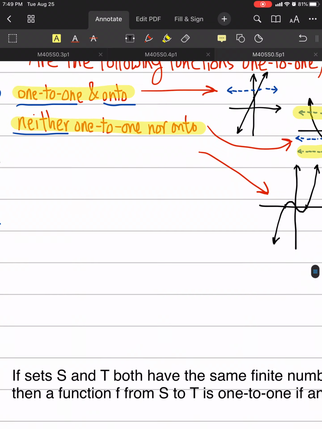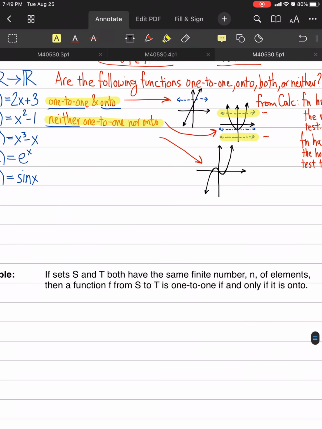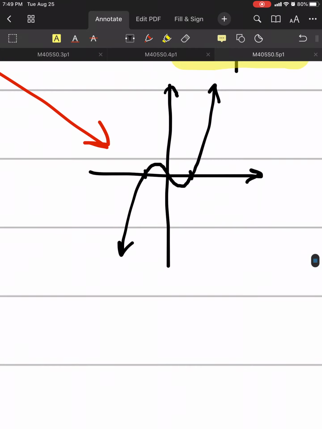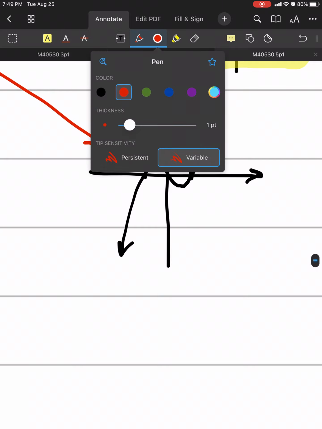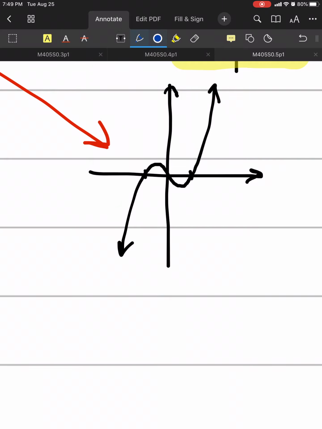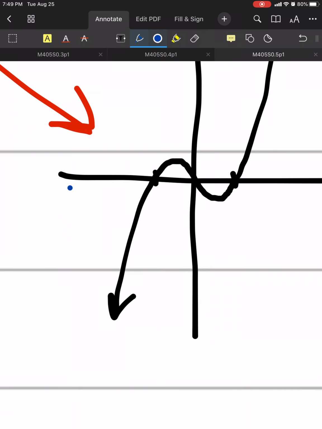This one, the graph looks like that. Once you notice that, think about horizontal lines. Do they show us that this is either not one-to-one or not onto or not both? Well, what we see here, onto, it's easy to see that if we draw a horizontal line through the graph anywhere, it's going to hit at least once.